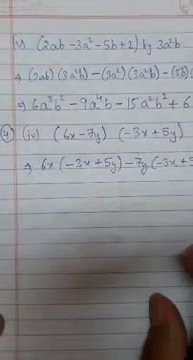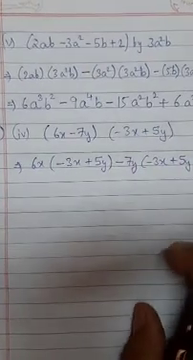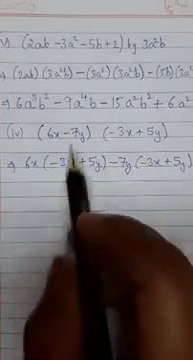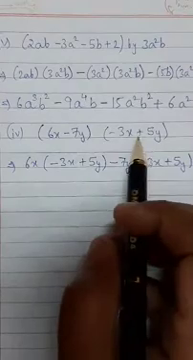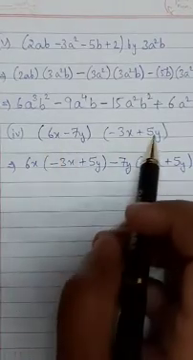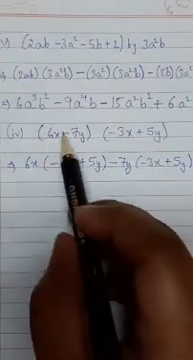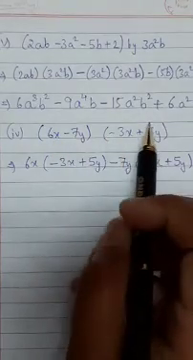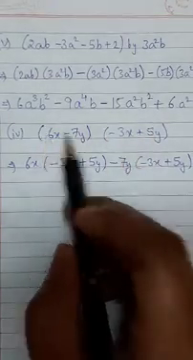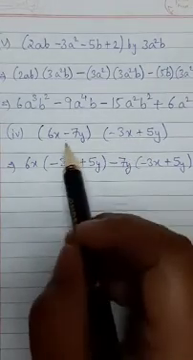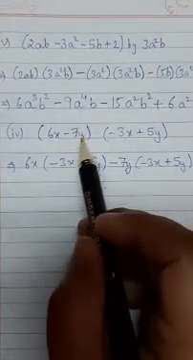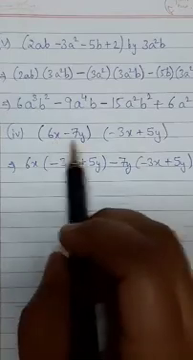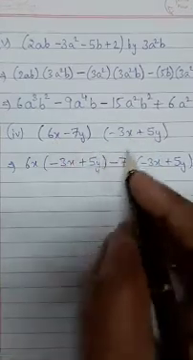So this is what I was telling you, that when we are multiplying a binomial with a binomial, or any expression with another expression which has more than one term, then each term of the first expression will be multiplied to every term of the second bracket. So 6x will get multiplied to both the terms. Similarly, minus 7y will get multiplied to both the terms. Remember, the sign multiplication is always important.